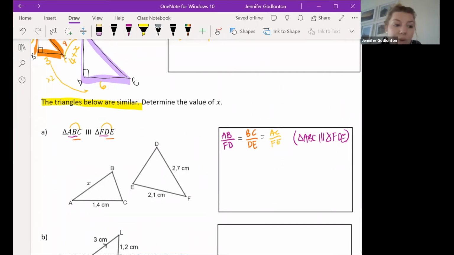Okay. Once we've done that, we then just need to put in what information we have. If I have a look at this picture, I know that AB is x and I know that FD is 2,7. If I have a look at BC, I don't have any information for BC. BC is just BC, and DE is just DE. I have no information for either of those. And then I'm going to say that that's equal to AC, which is 1,4, over FE, which is 2,1.